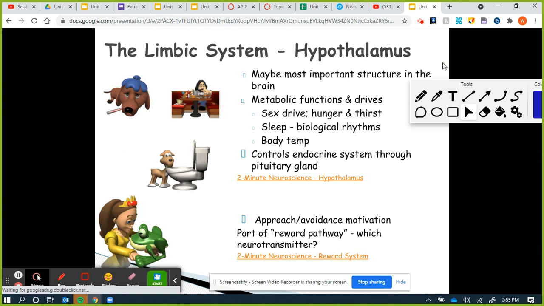It is also part of the reward pathway, what is called the VTA, the ventral tegmental area, in the nucleus accumbens. And so the vast majority of the dopamine.